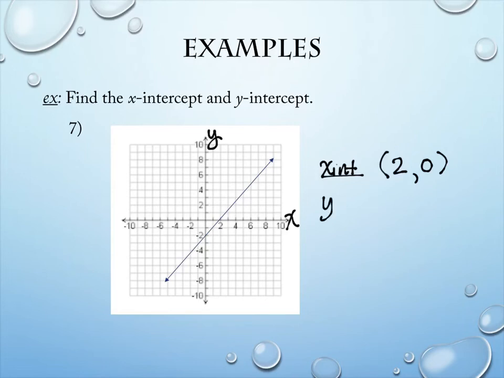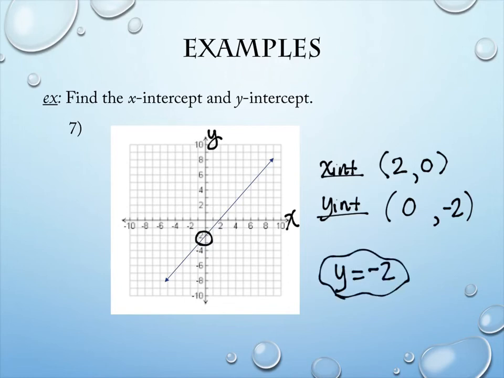And then what is my y-intercept? Yeah, it's down here at negative 2. So that's the y value for my ordered pair. What's the x value? 0. Okay, so if you forget to write it in ordered pair form, I guarantee my answer key takes off points because it has to be written as a point in order for it to be an intercept, because intercepts are points.